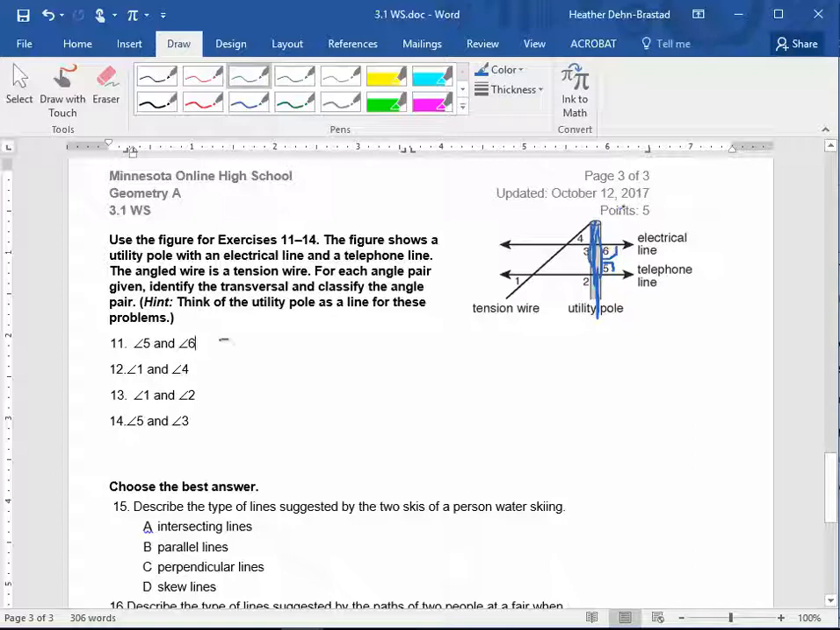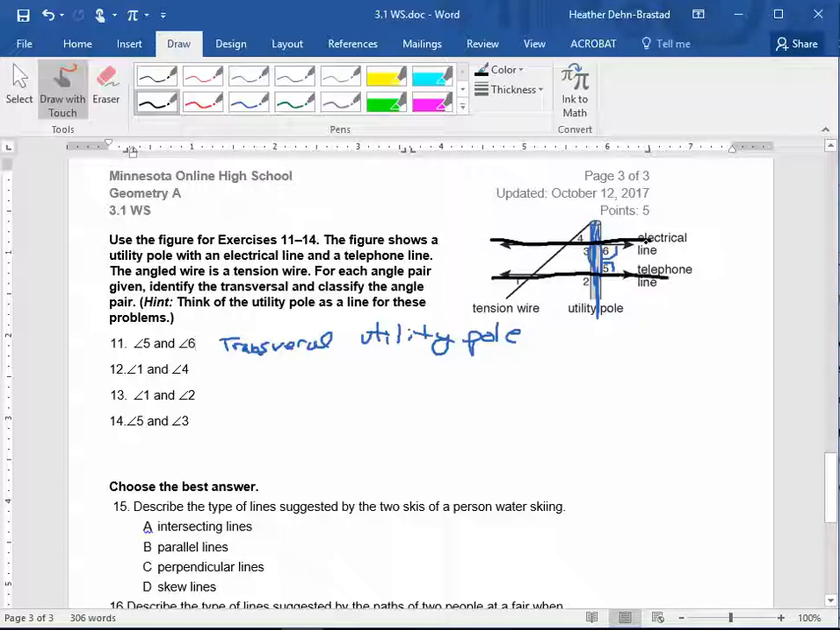So the transversal is the utility pole because it formed those angles. You need to name the transversal and say how those angles are related to each other. The electrical line is here and the telephone line is here. Those are my lines that were cut by the utility pole.